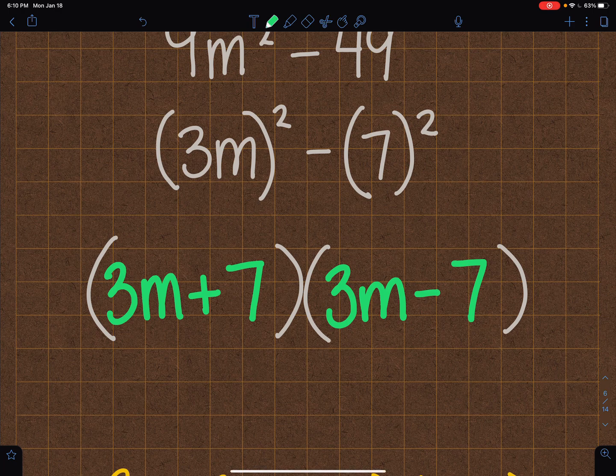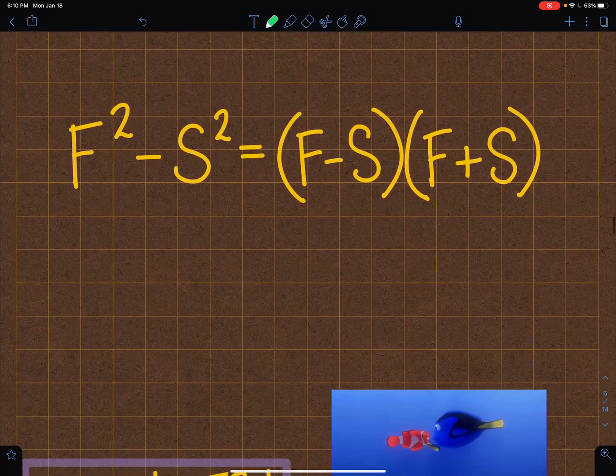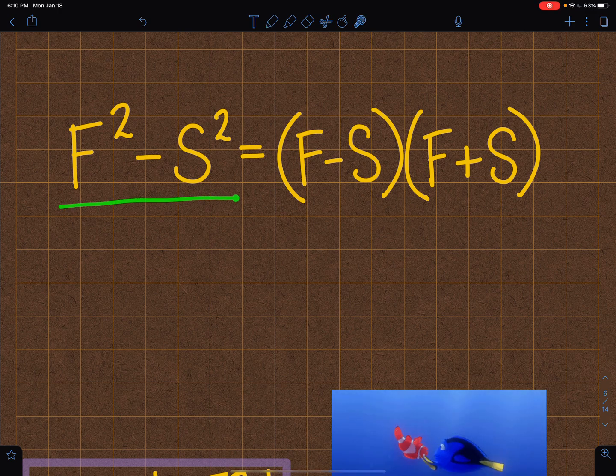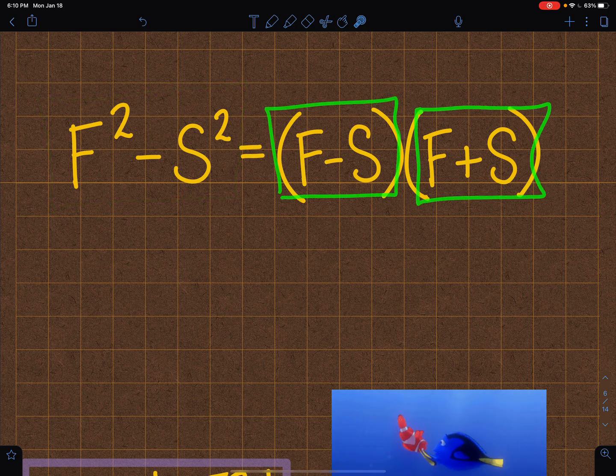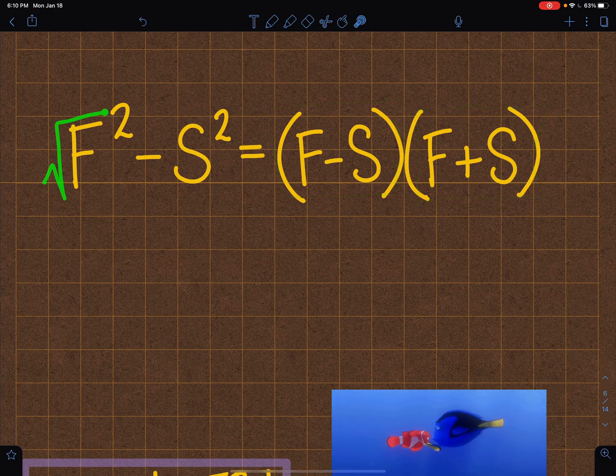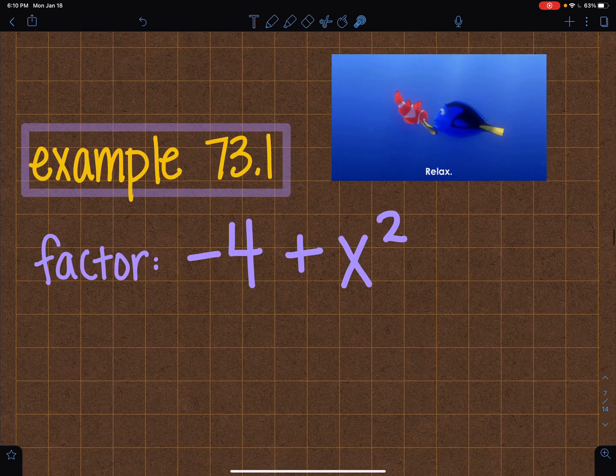It doesn't really matter which one you do first. You could do minus and then plus first, doesn't matter. Okay, cool, right? So basically this is the general formula. If you have the difference of two squares, f squared minus s squared, you just do f minus s and f plus s. And notice that the f is the square root of that, and s is the square root of that term. Okay, cool, right?